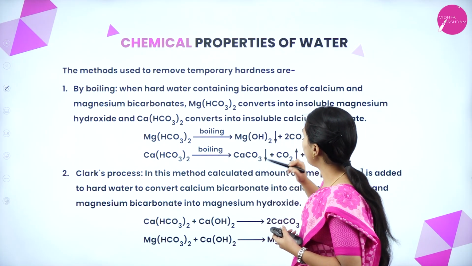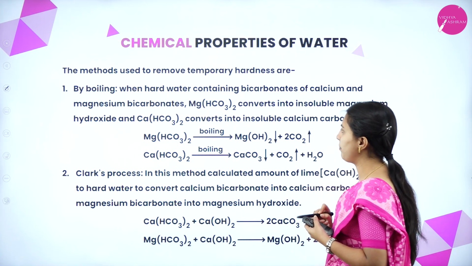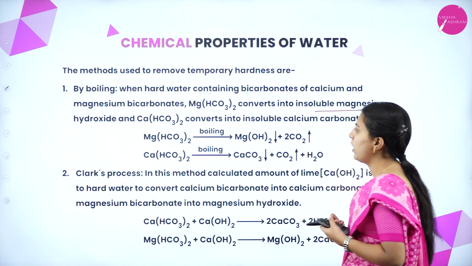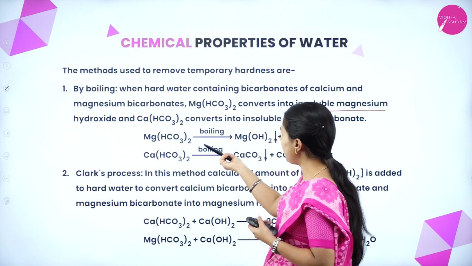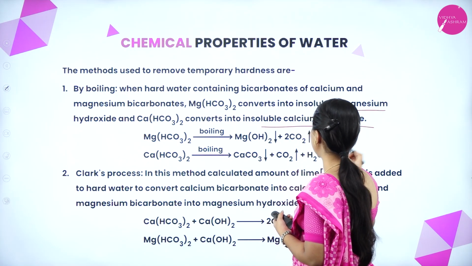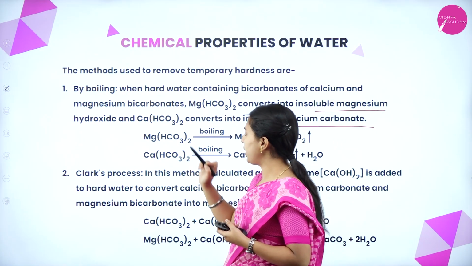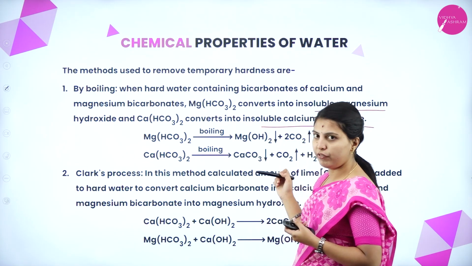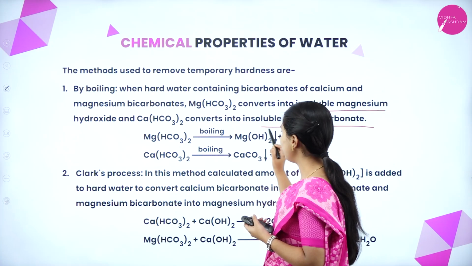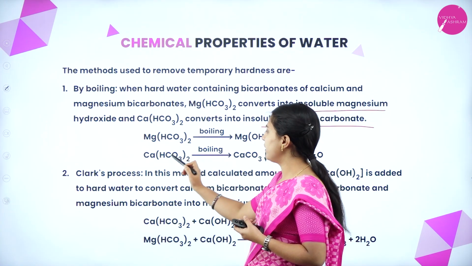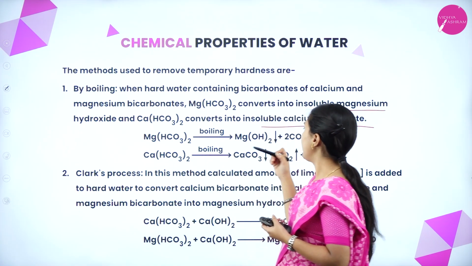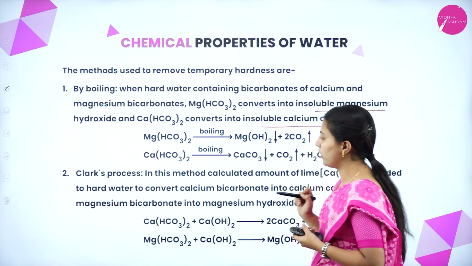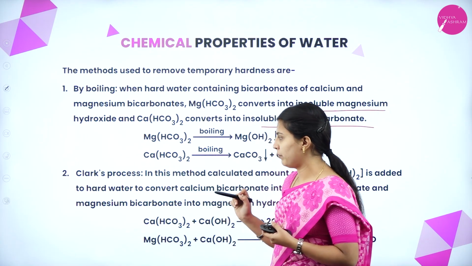When hard water containing bicarbonates of calcium and magnesium is boiled, magnesium bicarbonate converts into insoluble magnesium hydroxide and calcium bicarbonate converts into insoluble calcium carbonate. See, this is magnesium bicarbonate, on boiling, magnesium hydroxide forms and carbon dioxide is liberated. That is insoluble magnesium hydroxide, and this is calcium bicarbonate, on boiling, calcium carbonate will form, and also carbon dioxide with water. This is how it will be removed.